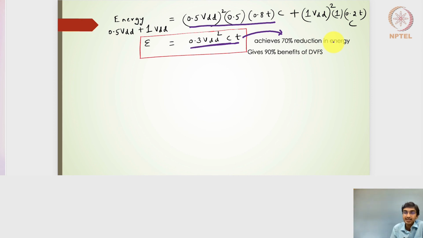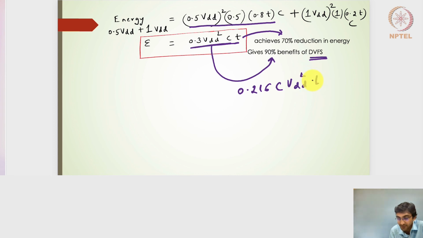That is even for this task, which requires a rate of 0.6. In addition to that, it actually gives 90% of the benefits of DVFS. 90% benefits means, with respect to the full DVFS, which gives 0.216 C VDD square multiplied by T, right? So we are getting 78.4% of benefits there, and here we are getting 70%. So 70% divided by 78.4% is going to give me 90%. So we are actually using a tiered DVFS with the two rails of 0.5 VDD and 1 VDD, and that is giving us 90% of the benefits of DVFS, right?